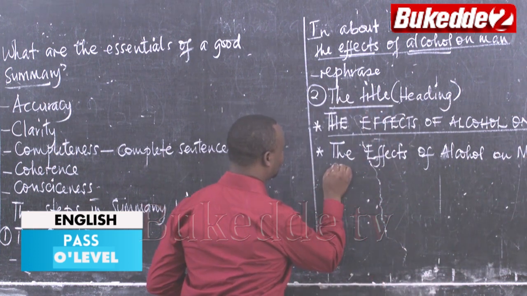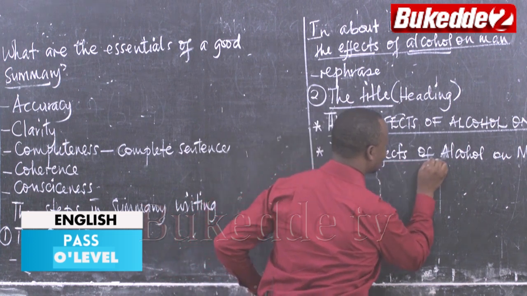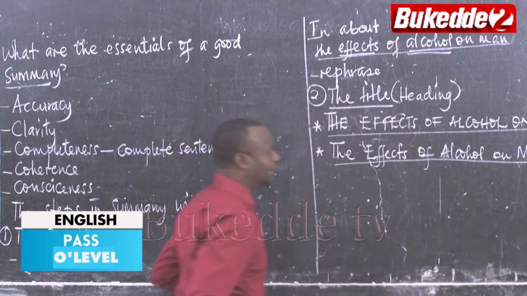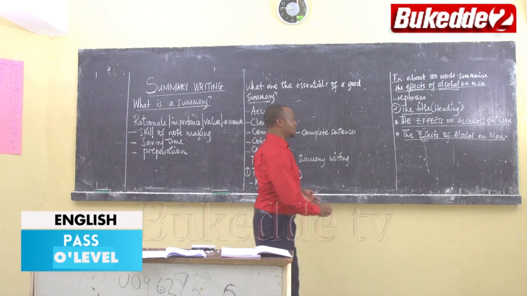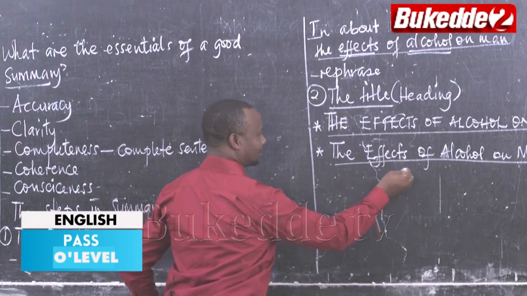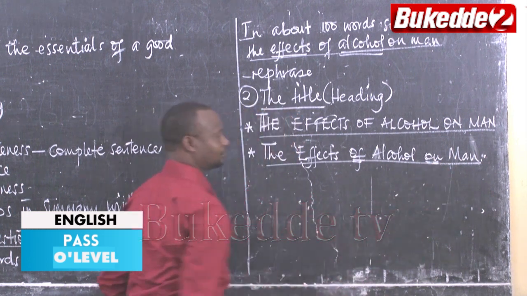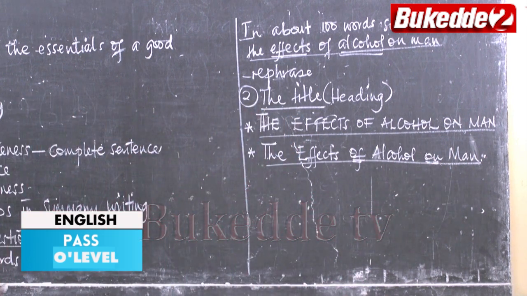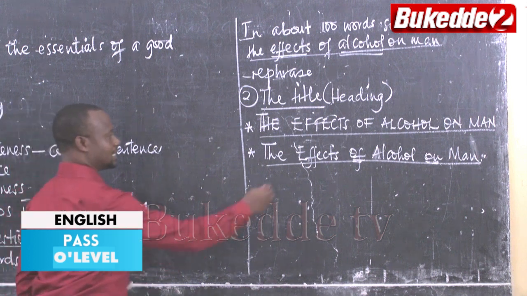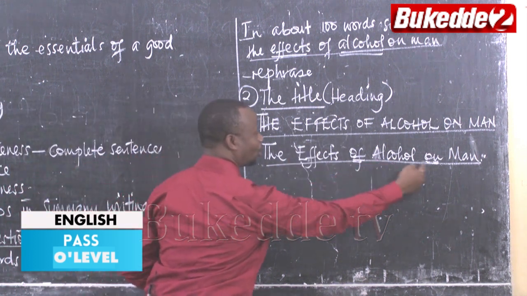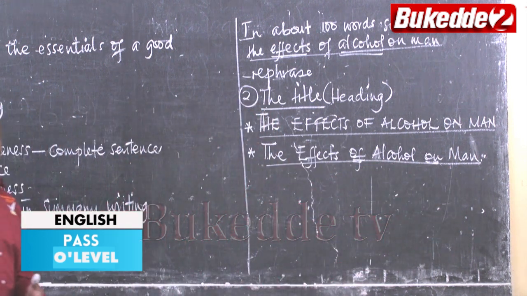We have the structural words and the functional words. So the structural words are of, on. These are structural words. They give us the structure of the sentence. And then the functional ones are effects, alcohol, and then man. Those should be capitalized. I hope we are together.